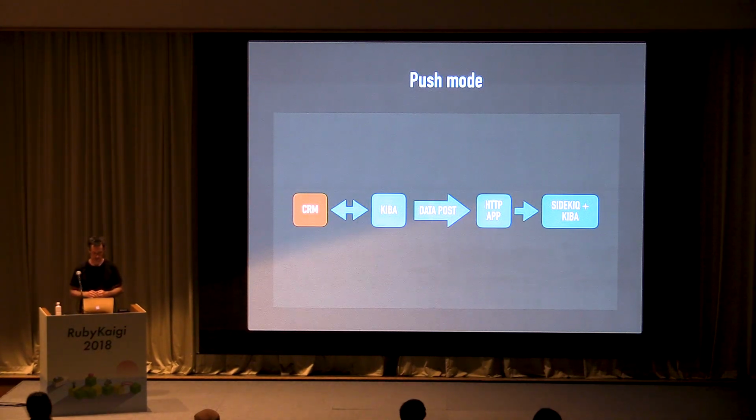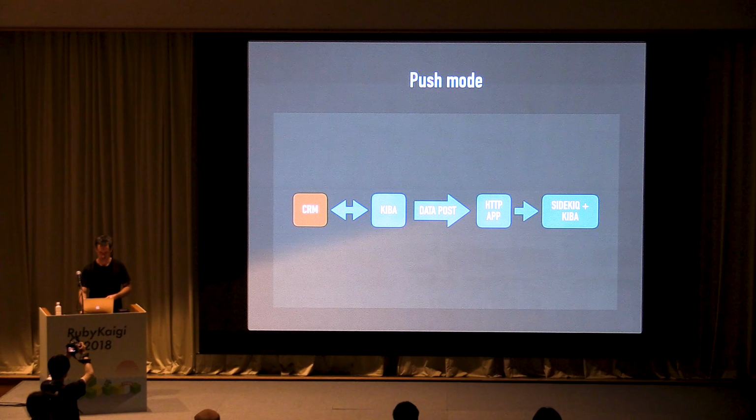You have different modes to handle that. The first mode is a push mode, where you have one little script nearby the CRM, the internal tool, and you extract and process a bit of the data to create something like a file, which you can post via HTTP to a Ruby app, can be Rails or Hanami or whatever, and then you use Sidekiq and Kiba to grab the data back and process it and do whatever you need with it.